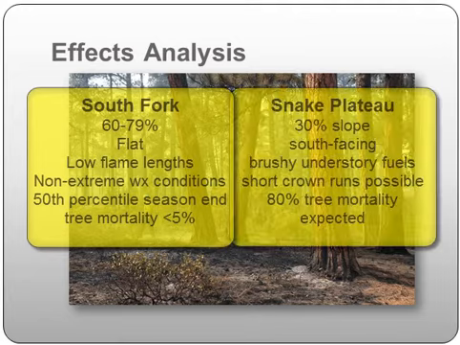The Snake Plateau timber sale, however, is on the 30% south-facing slope with a brushy understory, and current fuel conditions could support short crown runs if the fire spreads in that direction. Tree mortality may exceed 80% under these conditions.